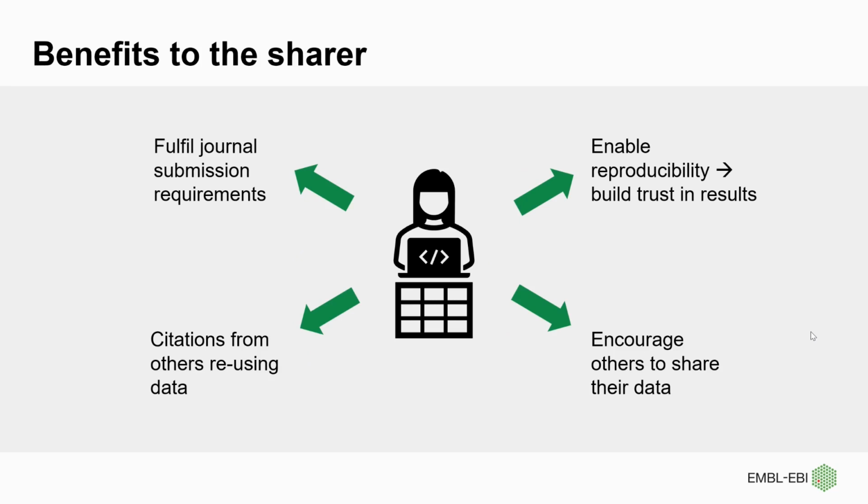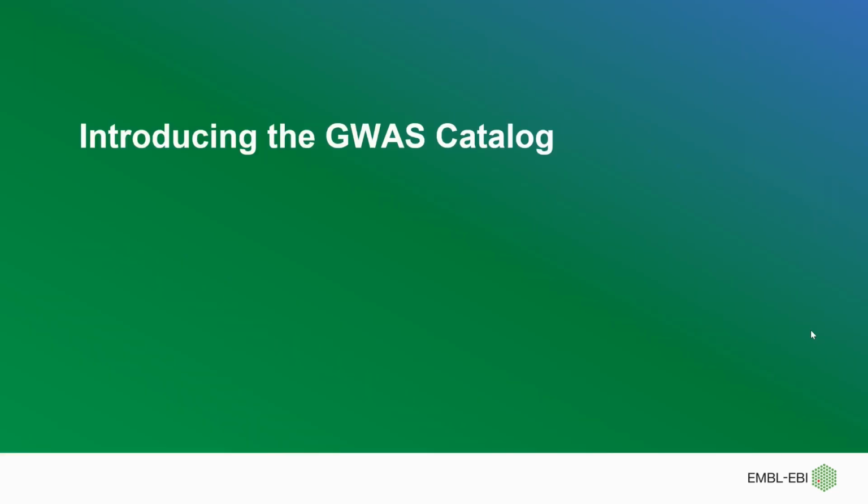By sharing your summary statistics, you as the producer can also benefit at the most basic level by fulfilling the submission requirements of a journal, but it can also greatly increase the citations that you get for your work because others are reusing your data and therefore citing it. Sharing the summary statistics can also improve the reproducibility of your work, and that can build trust in the results. And sharing your own data can also encourage others to do the same, contributing to a growing collection of publicly available summary statistics that you can also make use of.